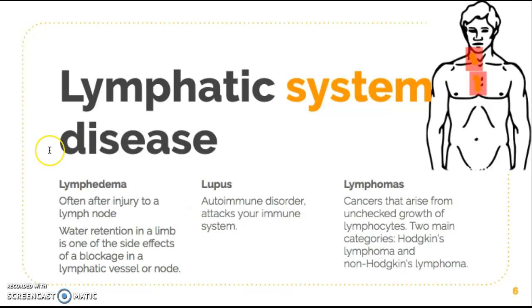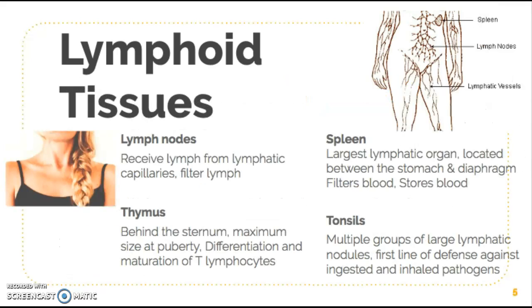So let's talk about some other diseases of the lymphatic system. Lymphedema is sometimes going to happen when you have an injury to a lymph node, and this is where we get water retention in a limb or another part of the body, and it's a side effect of a blockage of the lymphatic system, of a vessel or a node within the lymphatic system. Now, lupus isn't a direct disease of the lymphatic system, but lupus is an autoimmune disorder which attacks your immune system, so you could have negative effects on your lymphatic system if you do have lupus, so they're connected. And then, of course, there's lymphomas, and these are cancers that are going to arise from the unchecked growth of your lymphocytes. We have two main categories: Hodgkin's lymphoma and non-Hodgkin's lymphoma as well.